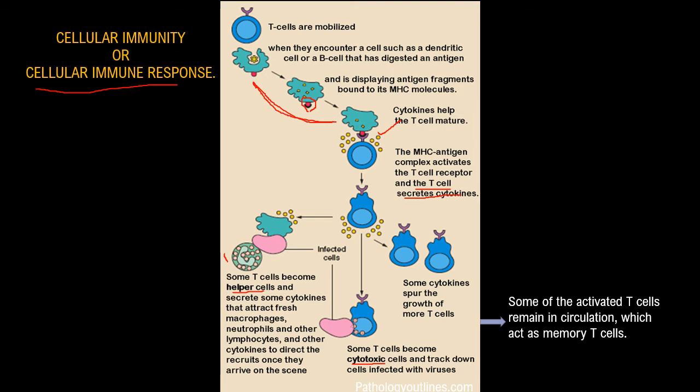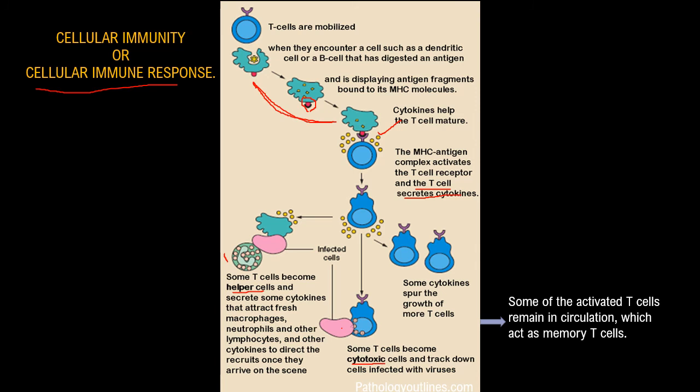In the case of T cytotoxic cells, some T cytotoxic cells track down cells which are infected with viruses. Assume that this is the infected cell. This is the T cytotoxic cell which will now track down the cell infected with a virus, for example, and it will destroy it. Some cytokines support the growth of more T cells, so they will trigger the multiplication of more T cells.